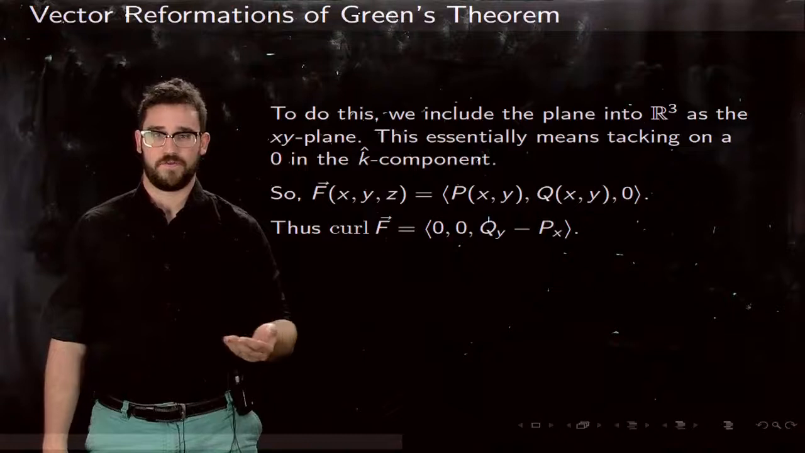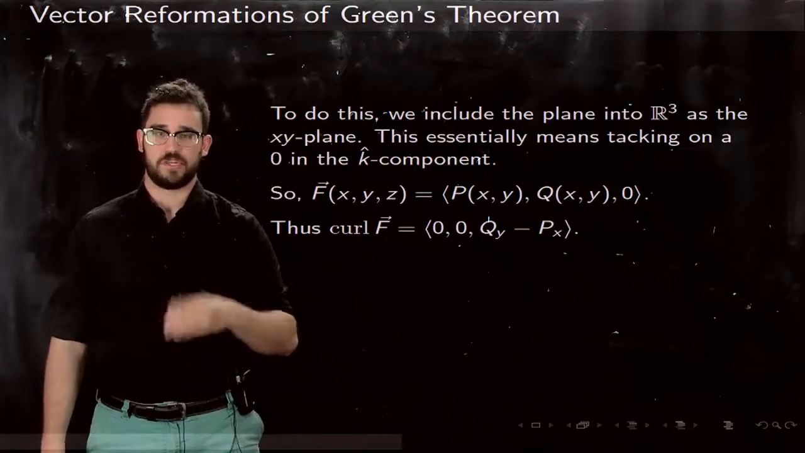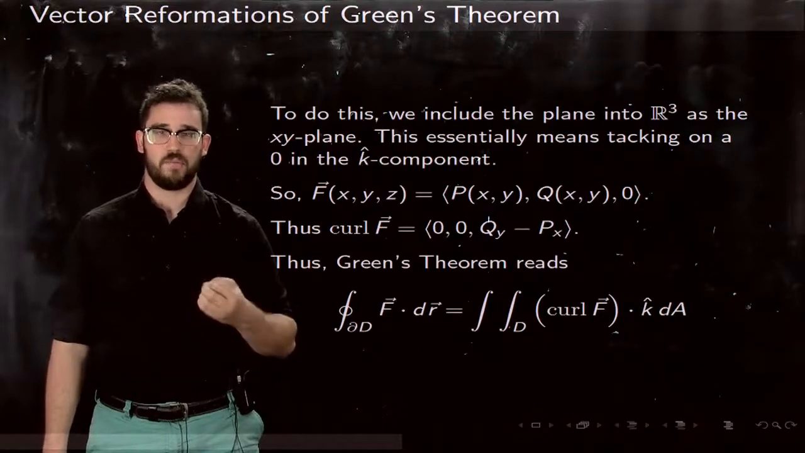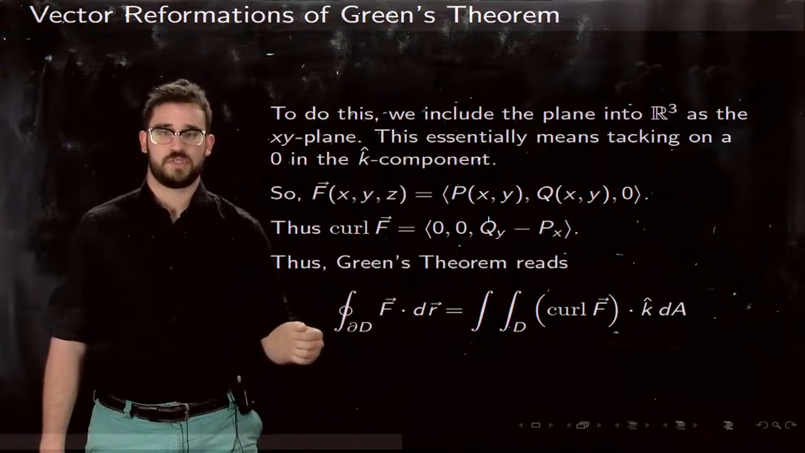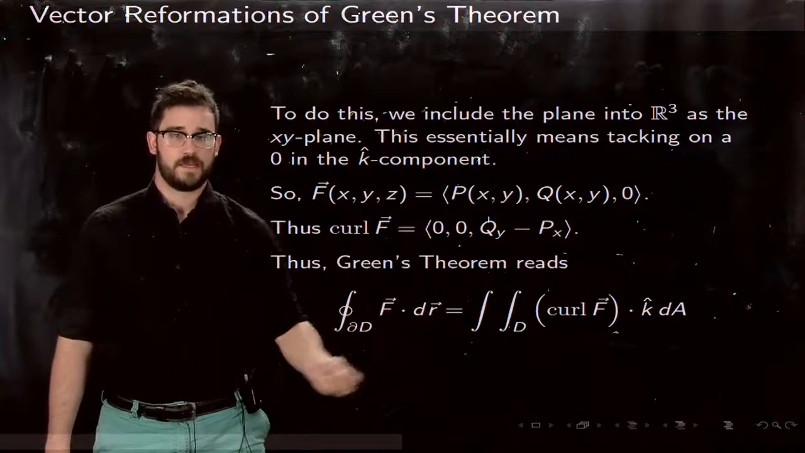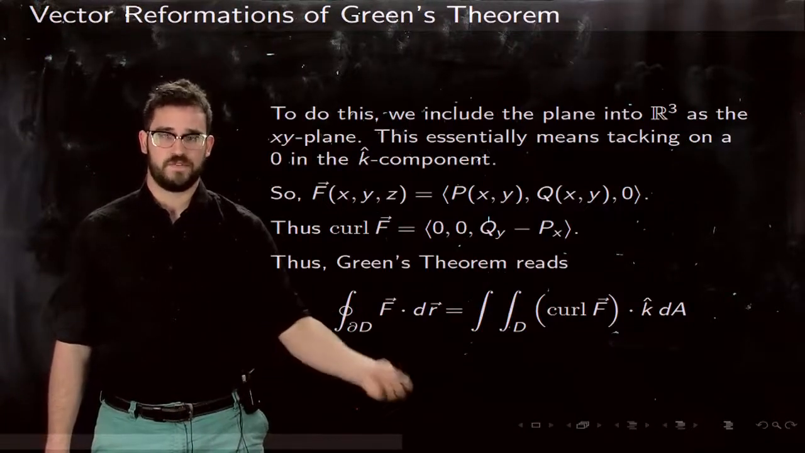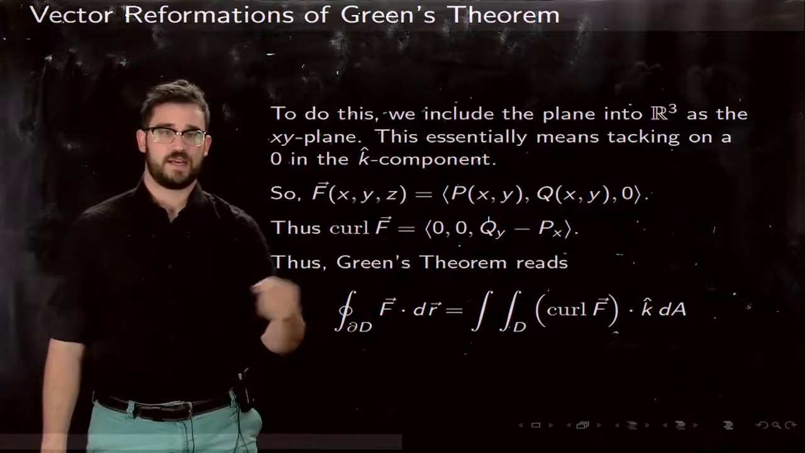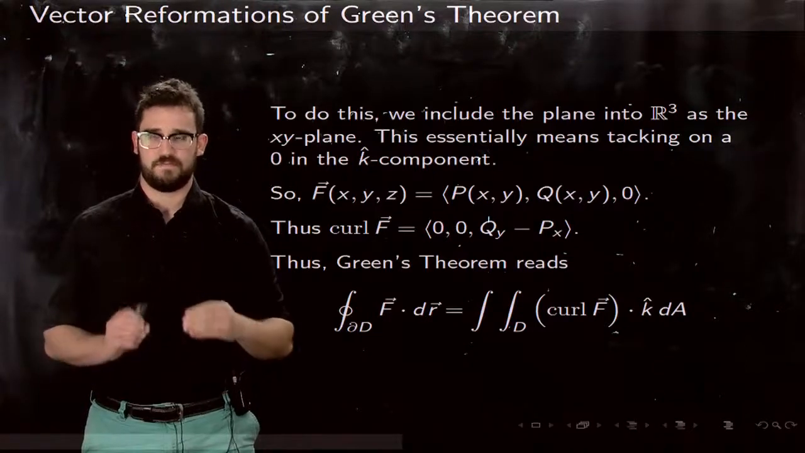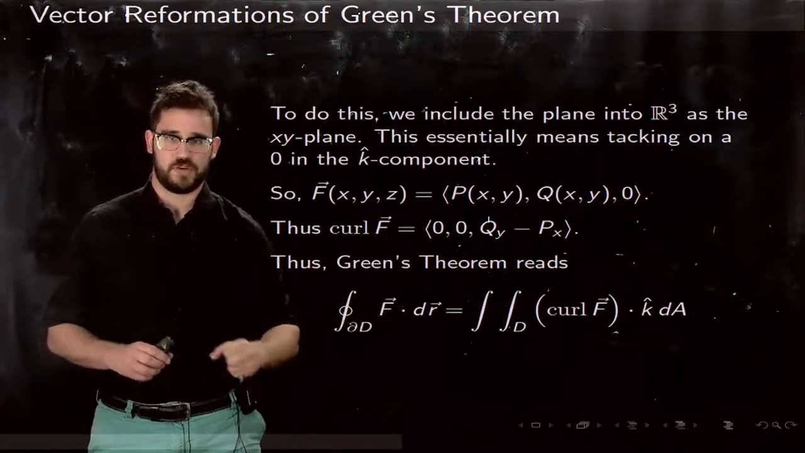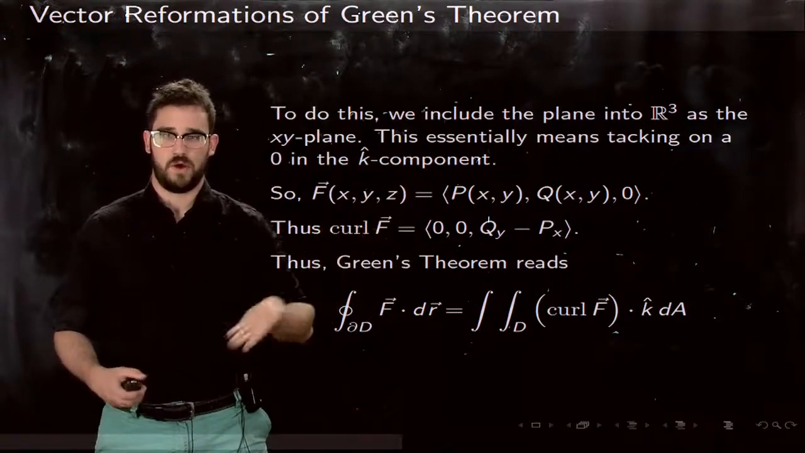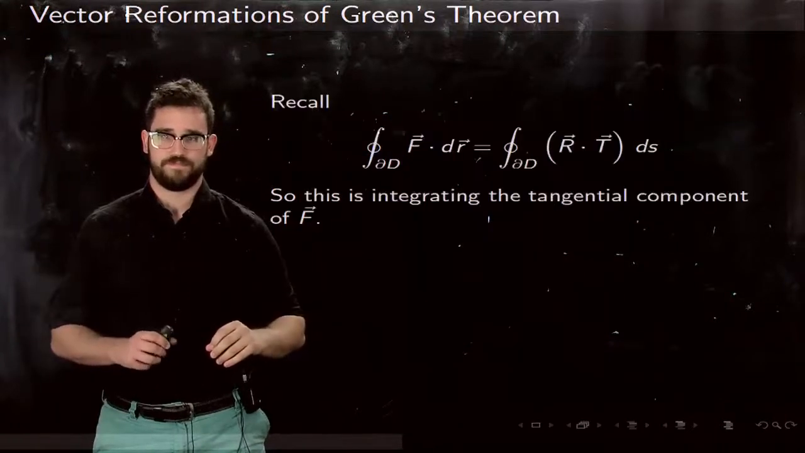So the curl, therefore, if you do this, is just going to be 0, 0, Qx minus Py. So Green's theorem would read that our closed line integral over the boundary of D of F dot dr is just going to be the double integral over D of the curl of F dot k dA. Pretty easy way to think of that. If you want to do some work to make sure you know this is true, but it's just a reformulation of Green's theorem. Add what we know about curl, Green's theorem, bada bing, bada boom.